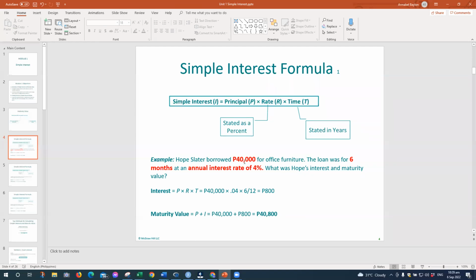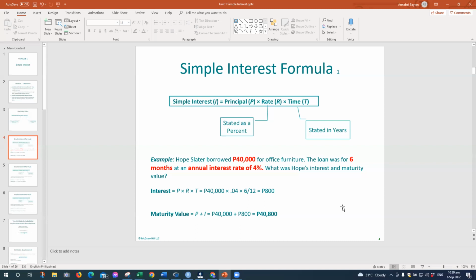So for example, if this is an investment, you invested 40,000 in a vehicle that earns 4%, how much will your money be after 6 months? It will be 40,800. So the maturity value here can be taken in terms of a loan or in terms of the proceeds from an investment. The formula is the same. Okay, I hope that's clear. So it depends on the context, whether you're borrowing or you're loaning.